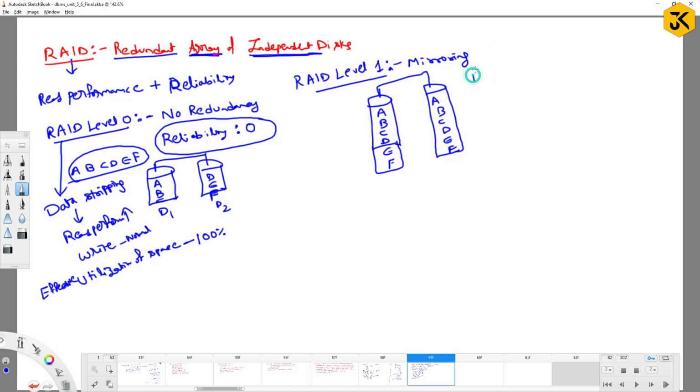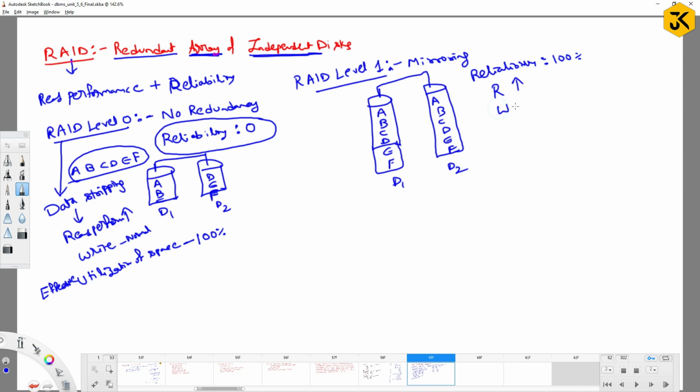Now what about the reliability? Reliability is 100%. If one disk fails, if another disk also fails, reliability is again 0, but we cannot expect that situation. In the best case, if one disk fails, we can get the data from the other disk also. And what about the read performance? It is going to be increased, because I can access it from multiple locations, either from disk 1 or from disk 2.